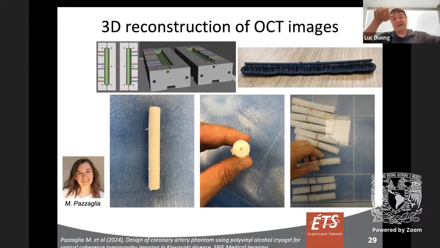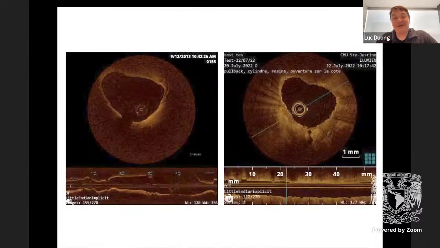It's just a stem that you can put into a mold, and using polyvinyl alcohol cryogel, which allows us to replicate the physical properties of human tissue as much as possible. So you can take that gel, and we can generate a 3D representation of the coronary artery. Of course, once we do that, we can re-image the 3D model, and we can see how far we were from the images we generated. And here's an example of the result.